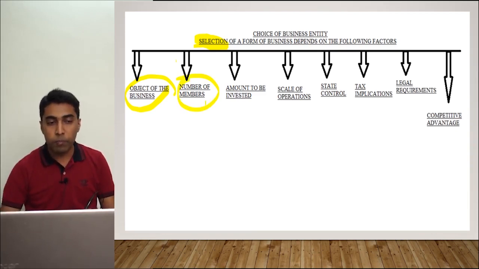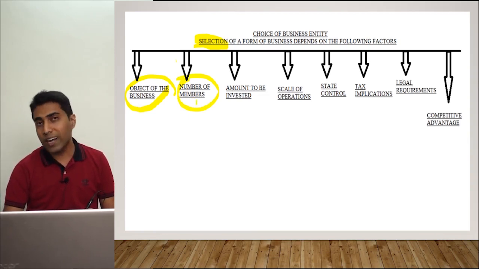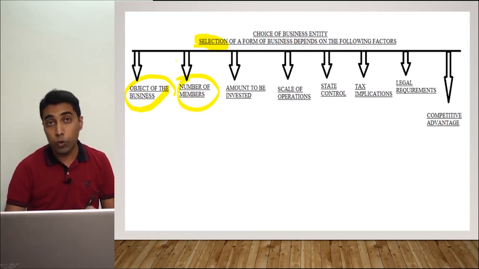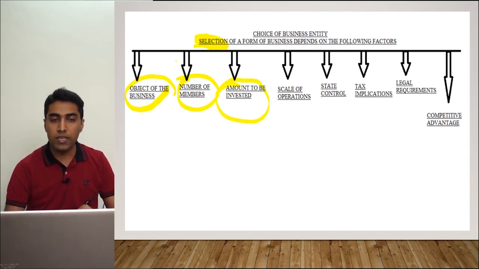Then the number of members. How many people do you require? For example, for a private company, we just need 2 people. But for a public company, we need 7 people to start that public company. Then the next question is the amount to be invested. How much should we invest? What kind of business do we need? Is there any risk involved, etc.